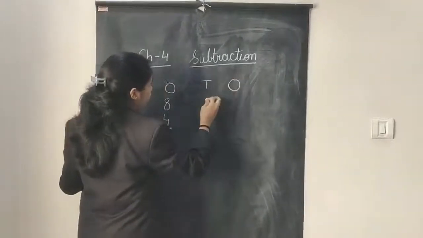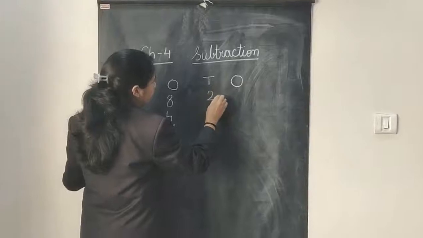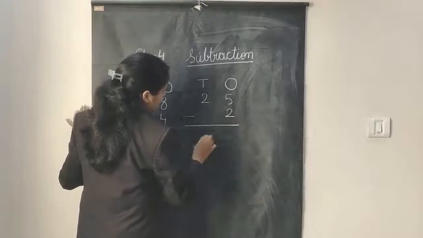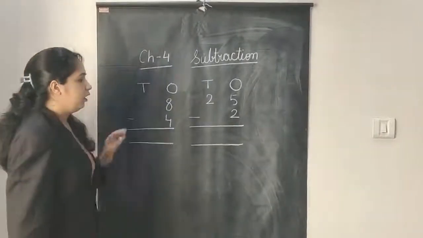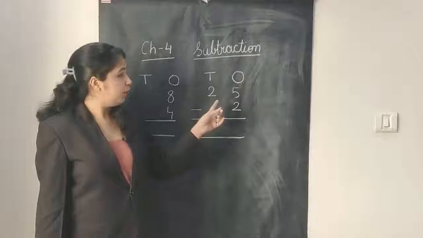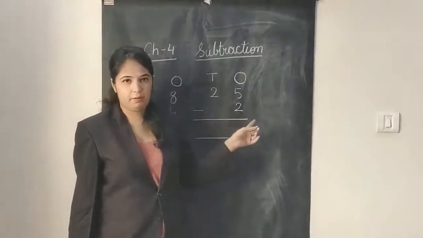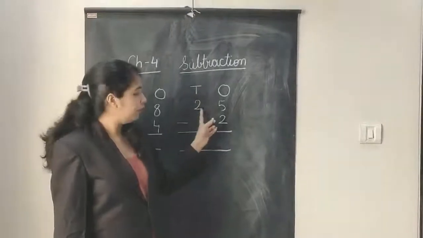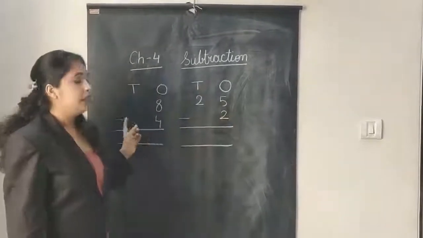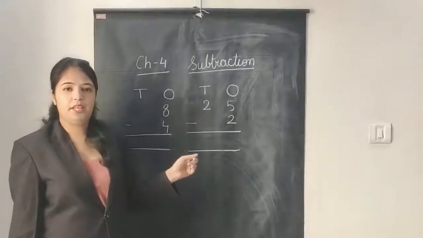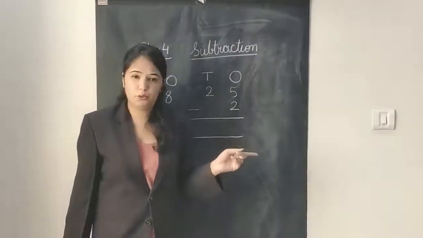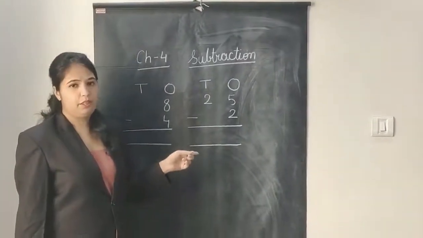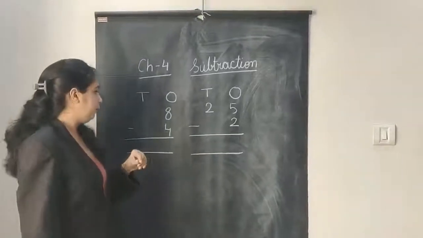Now moving forward to two digit: 25 minus 2. Now this is subtraction of a 1 digit number from a 2 digit number, right? Here you can see that we have to subtract a single number from the two-digit number. Both of these subtractions we have done in the first standard, as we have done the regrouping sums also. But both of these are sums without regrouping, subtraction without regrouping, right?